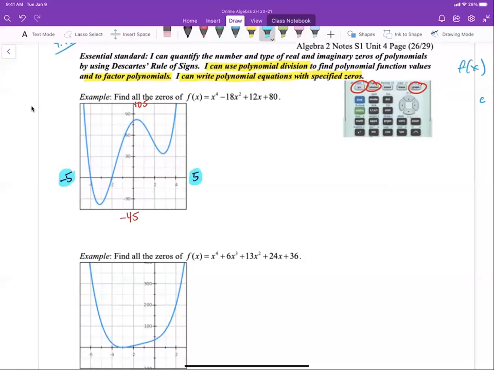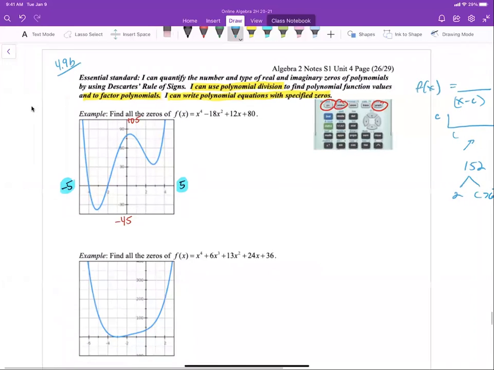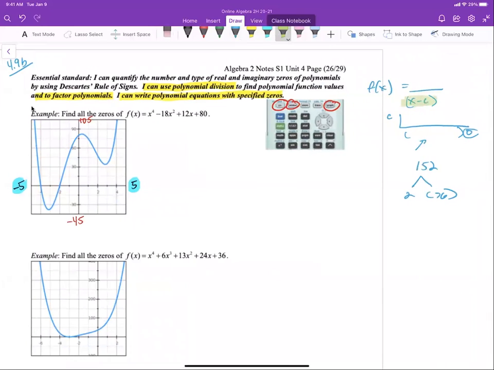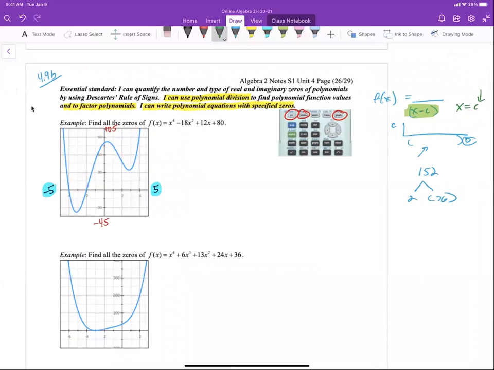So my settings for x were -5 to 5, and my tick marks are 1. You can see that this is 1, and then 2, 3, 4, and so forth. And the y values that I have here are -45 for minimum and 105, and tick marks are 15. Now, why are we doing this? Well, it's similar to what we did before. Once I know a factor, which is x minus c, then we know that x equals c, that c is a 0. If c is a 0 or a root, then it crosses the x-axis at x equals c.